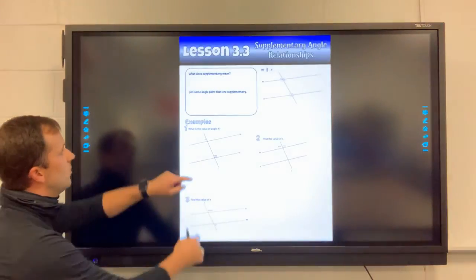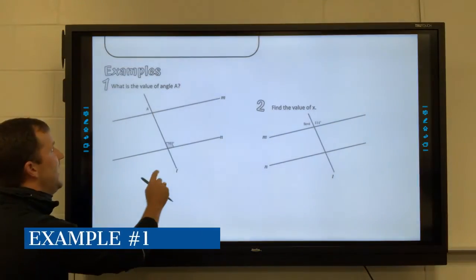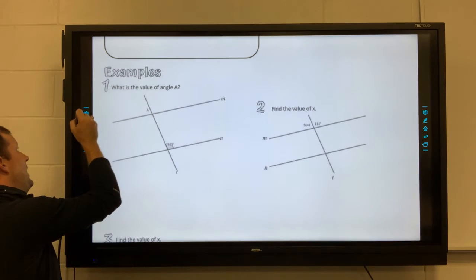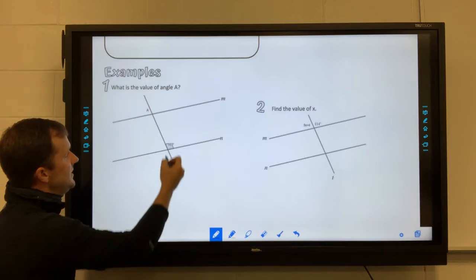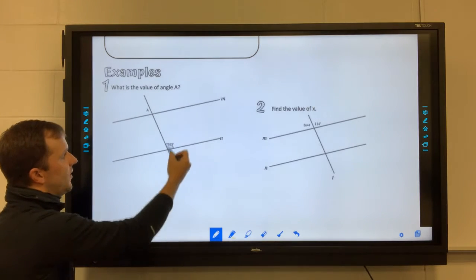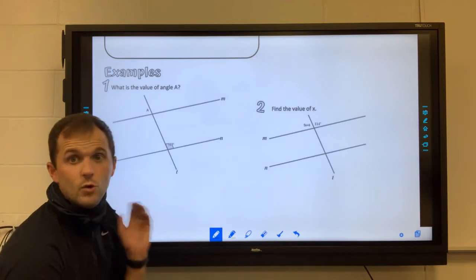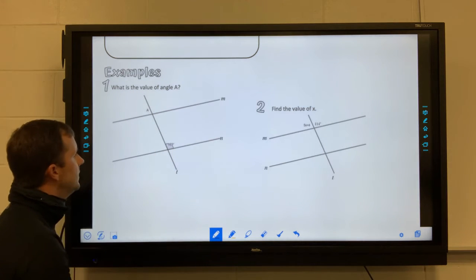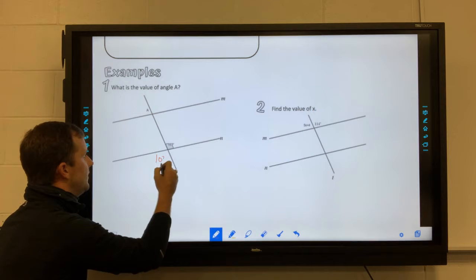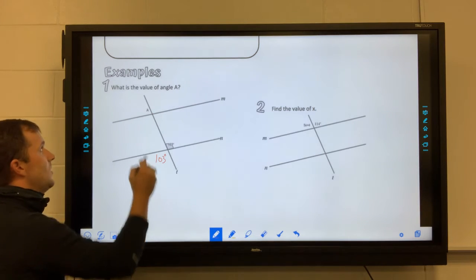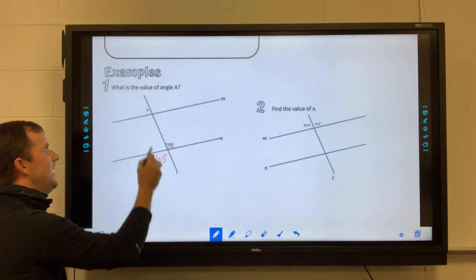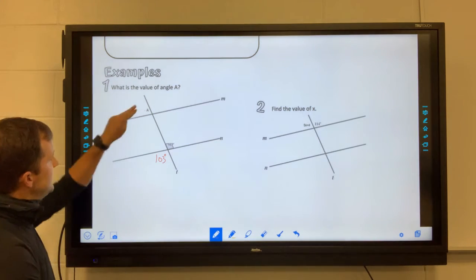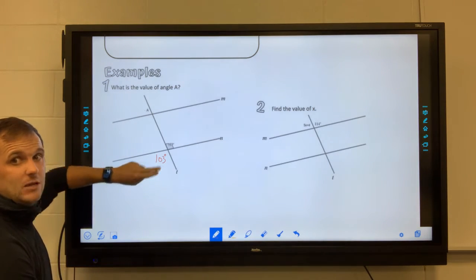Looking at example number 1 here, it says, what is the value of A in this instance? Ooh, so we got a little bit of a tricky one here, okay? Right here, I know that these two angles are going to be vertical, meaning they're going to be congruent. Vertical angles are congruent. So if this is 103, then this angle right here is going to be 103 degrees, right? Okay? So I know same side exterior angles are going to be supplementary, so these two angles are going to end up adding together to equal 180.